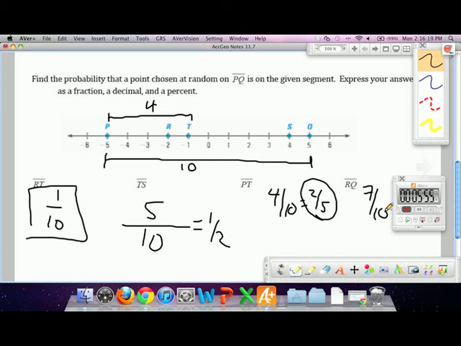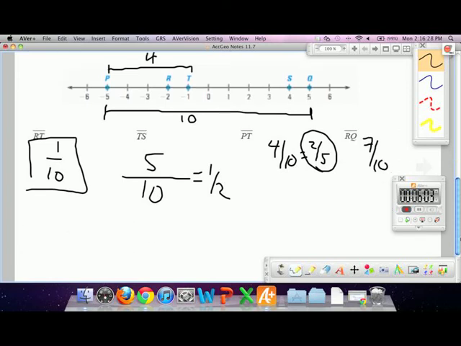Probabilities, in general, we'll leave as fractions a lot of times. More commonly, though, we'll see them as percentages. So in general, we'll write our probabilities as a percentage. Namely, that would put RT at 10%, TS at 50%, PT at 40%, and RQ at 70%.